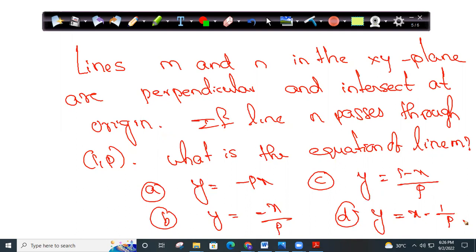We'll see here. Just read the question. Lines M and N in the XY plane are perpendicular and intersect at origin. If line N passes through (1, p), what is the equation of line M? Dead easy question. Very simple, straightforward question. Try to solve and give me the answer. I'm giving you 1 minute.